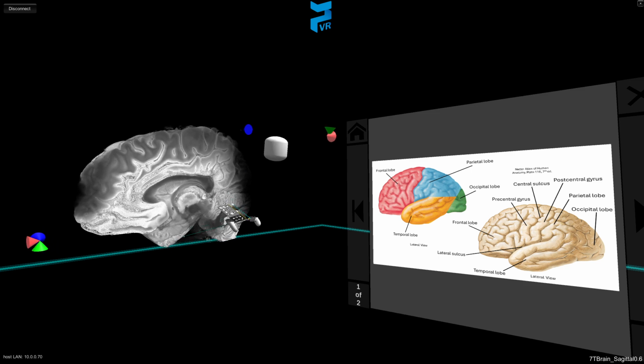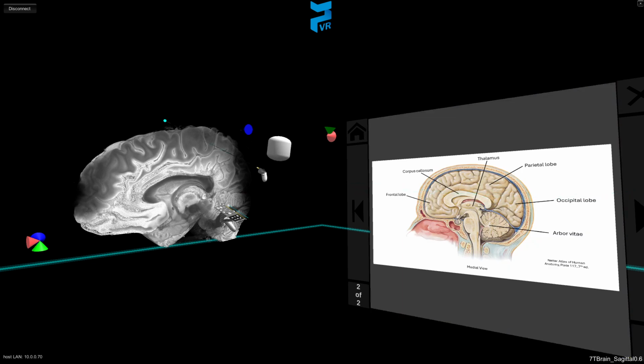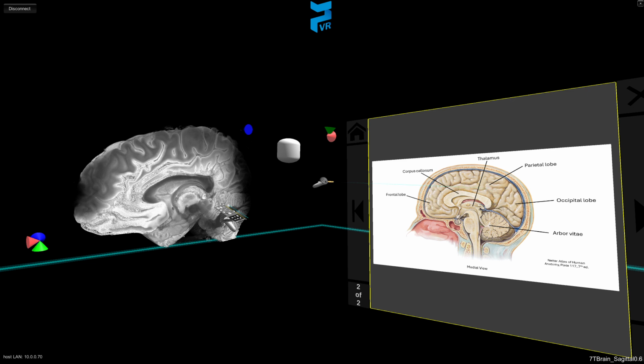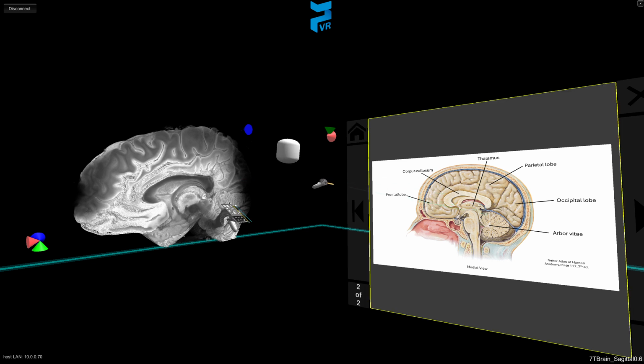Perfect. So we are looking at a mid-sagittal section of the brain now, and we have anterior over here and posterior over here, superior right here, and inferior over here. So once again, we can see the frontal lobe located right over here and located here in this picture. We can see the parietal lobe right about here and located here in this picture. And finally, we can see the occipital lobe posteriorly over here and over here in this picture.